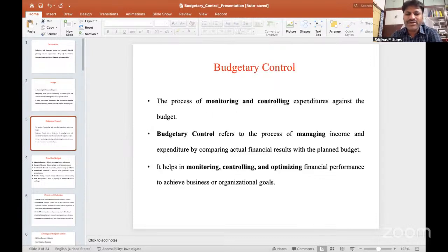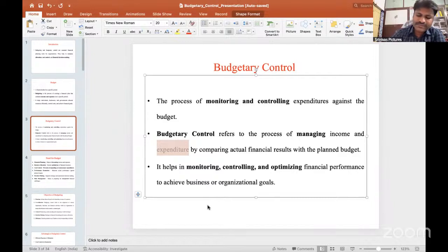And what is budget control? Budget control is the process of monitoring and controlling expenditure against the budget. Budget control refers to the process of managing income and expenditure by comparing the actual financial results with the planned budget. It helps in monitoring, controlling, and optimizing financial performance.